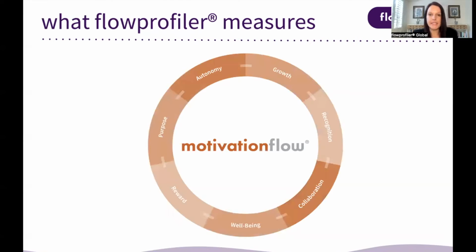Motivation Flow measures 7 dimensions of motivation and engagement in the workplace. Starting with growth, in this context, referring to professional growth, recognition, collaboration, well-being, reward, in this context, we're speaking about financial reward, purpose, and autonomy.